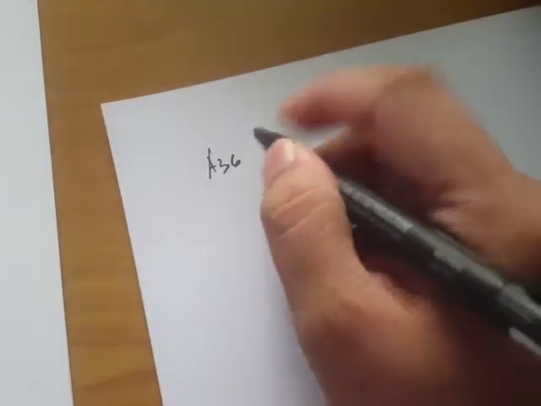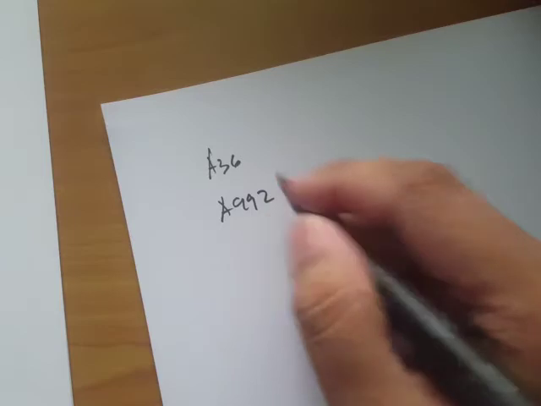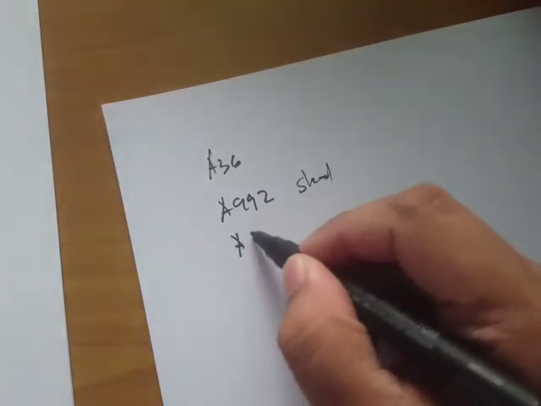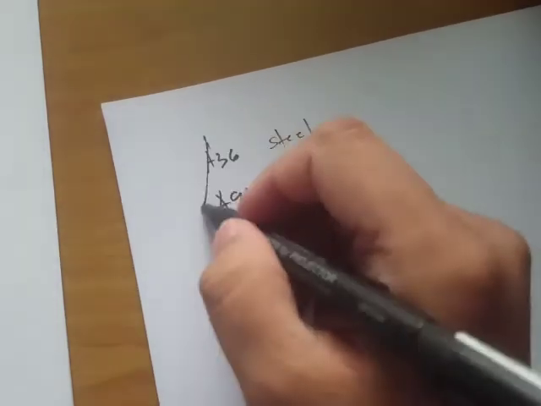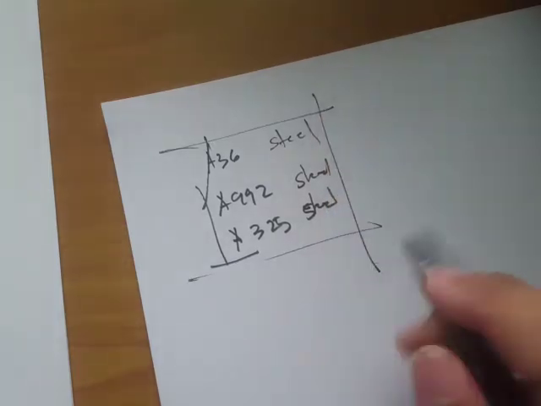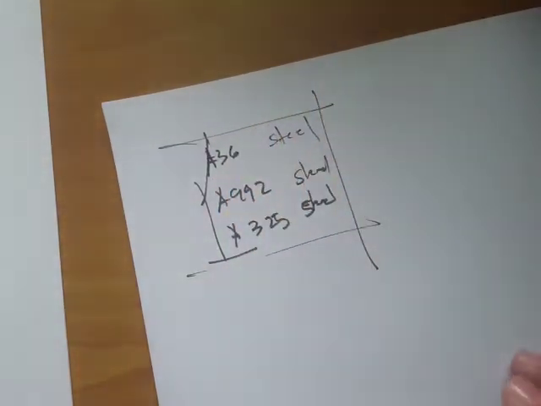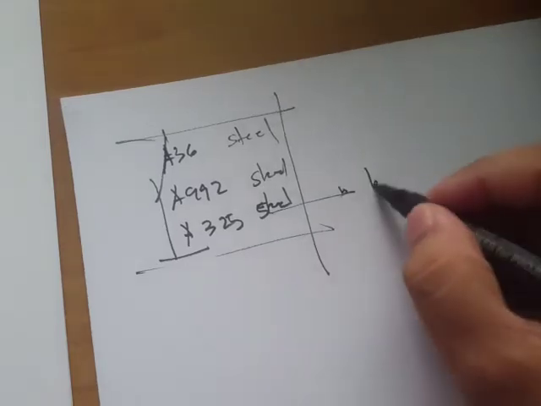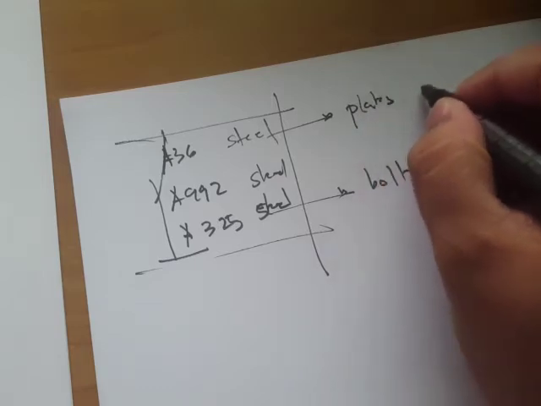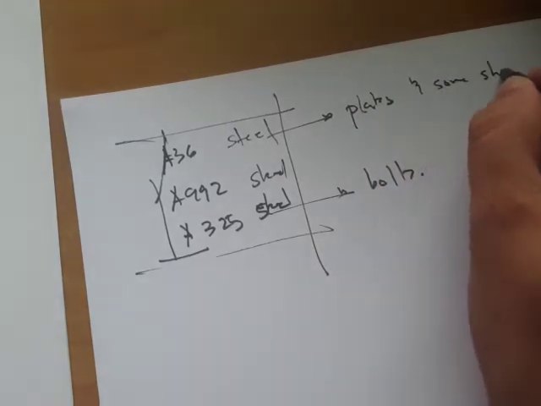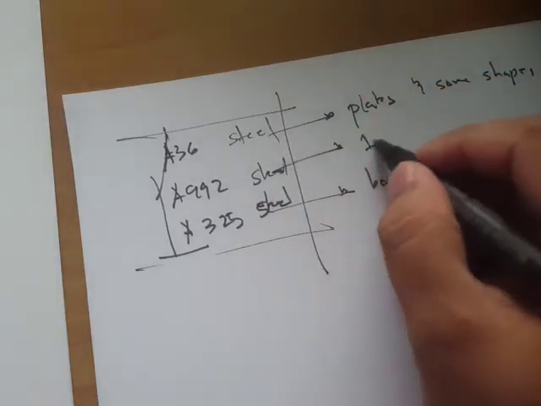Okay, so now let's talk about the varieties of structural steel. We have A36, and for example A992 steel, and we have A325 steel. Probably these are the most common: A36, A992, and A325. A325 is common for bolts, A36 is common for typical plates and some shapes, and A992 is common for I-beams.